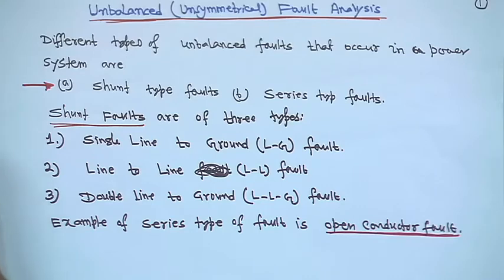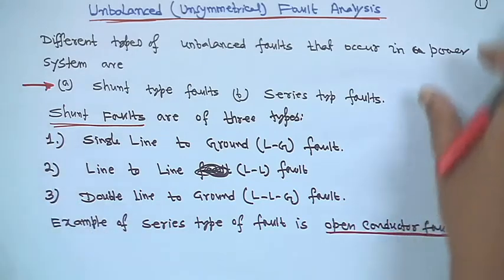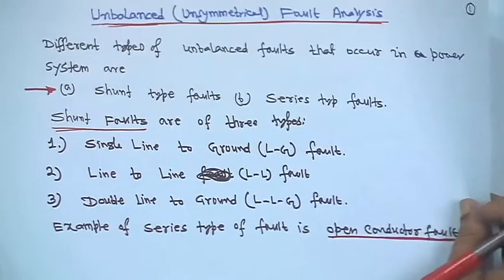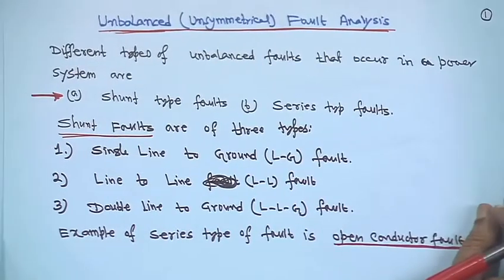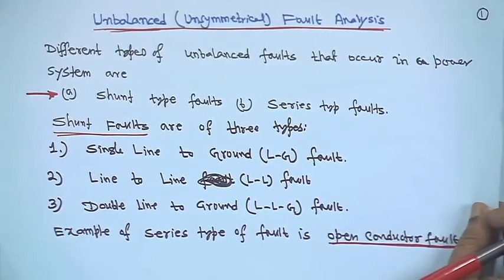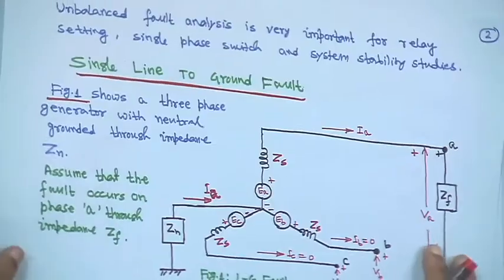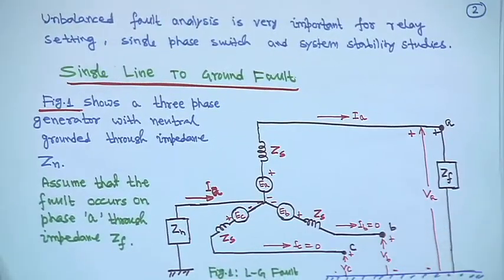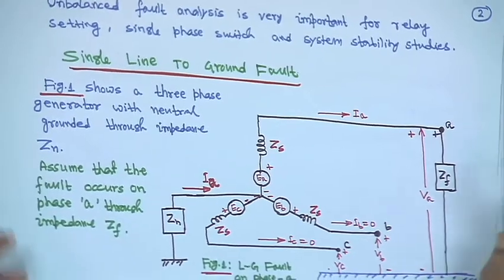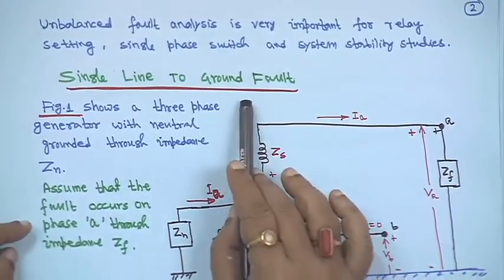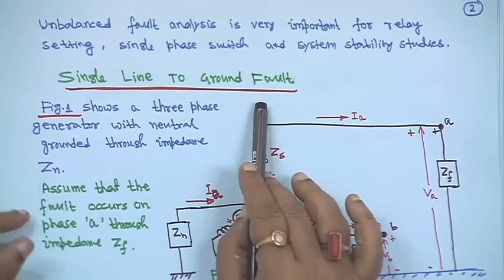Already we have studied the symmetrical components, the positive, negative and zero sequence components, and most important for fault studies is the zero sequence network. So, first we will study the line to ground fault, that is, the LG fault. Suppose a single line to ground fault.